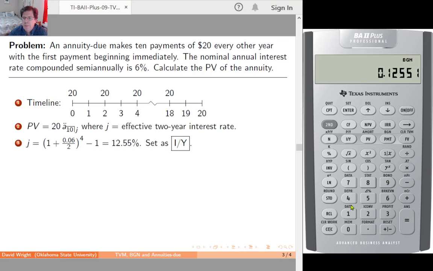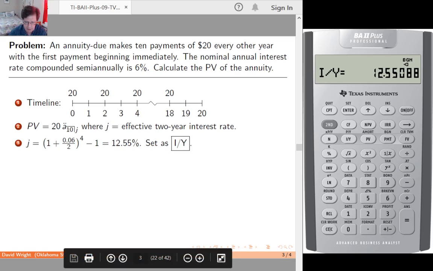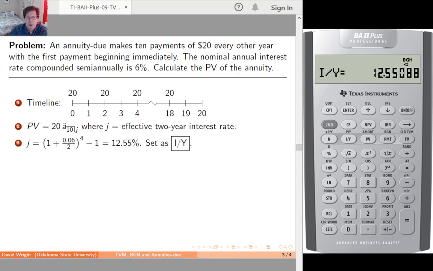We multiply by 100. And there it is, 12.55088%. And I'm immediately going to set that as the interest per period. I over Y is equal to that. Okay, now how do I do the rest of the problem? Now they have the interest rate. That's almost always one of the harder parts, is doing the interest conversion.